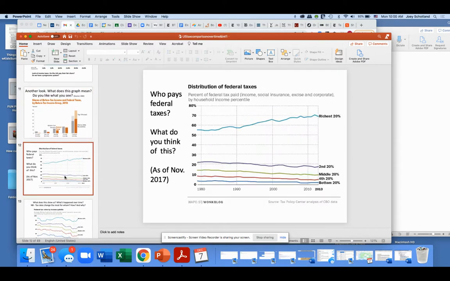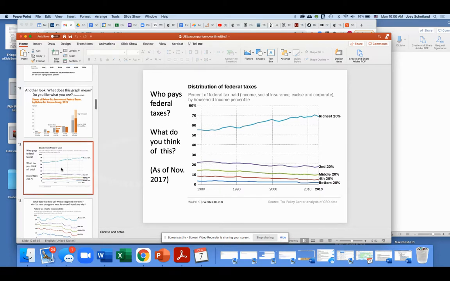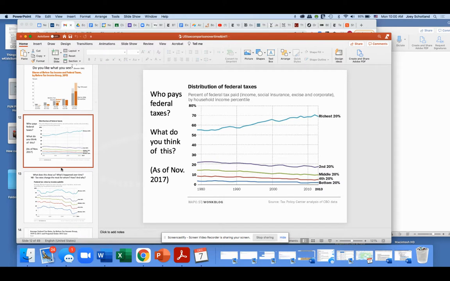Here it is another way. You see the bottom 20%, the poorest 20%, they do not pay a lot of federal taxes. The richest 20%, they do. They pay about 70% of federal taxes. Are you okay with that? Yes or no, and why?